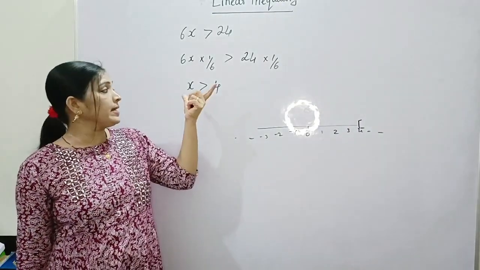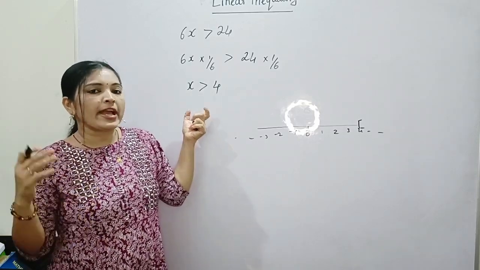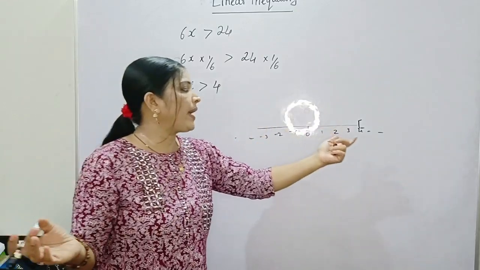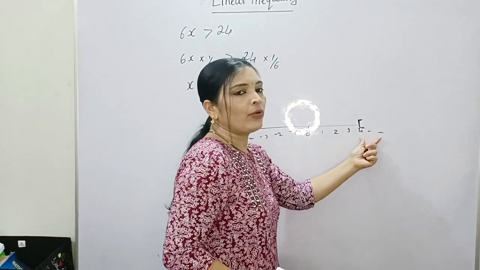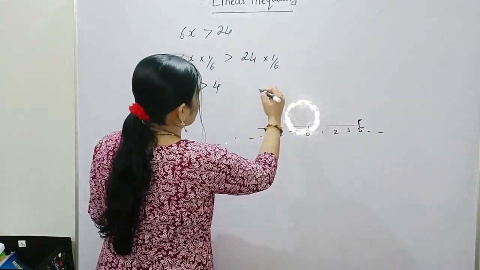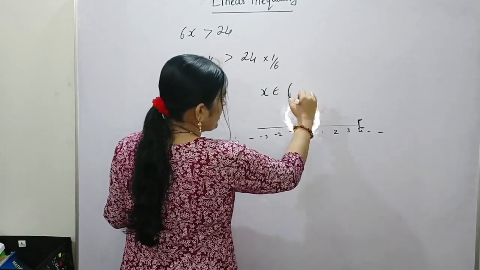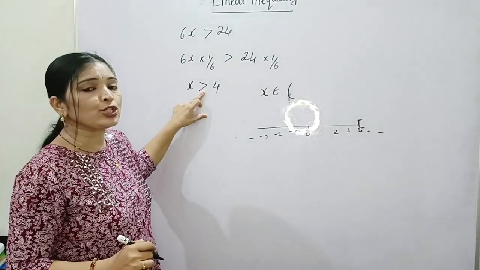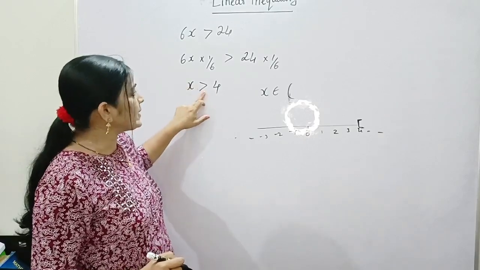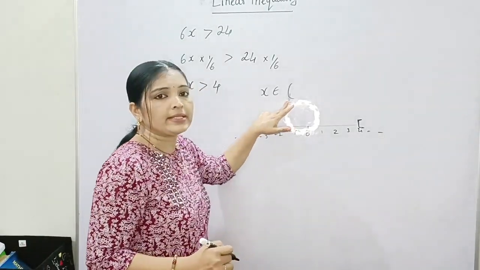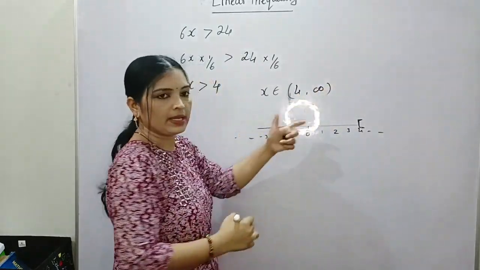And one more condition. If it is given that x is a natural number, then how can we write the solution? x greater than 4 means from 4 to infinity. So we can write x belongs to, not a closed interval but an open interval, because here it is not equal. x is only greater than 4. If it is x greater than or equal to 4, we can write a closed interval. It is the open interval 4 to infinity.